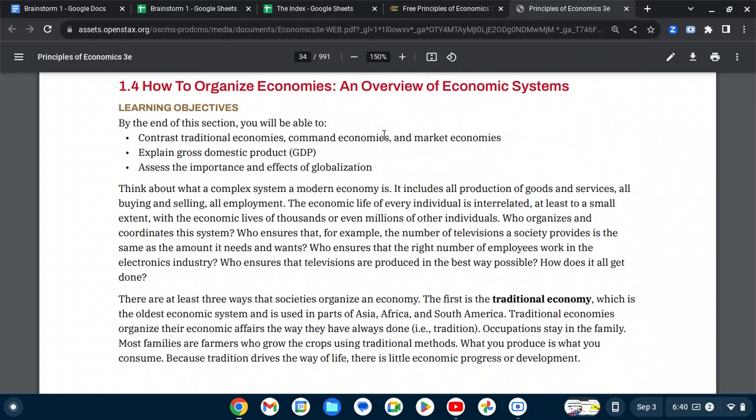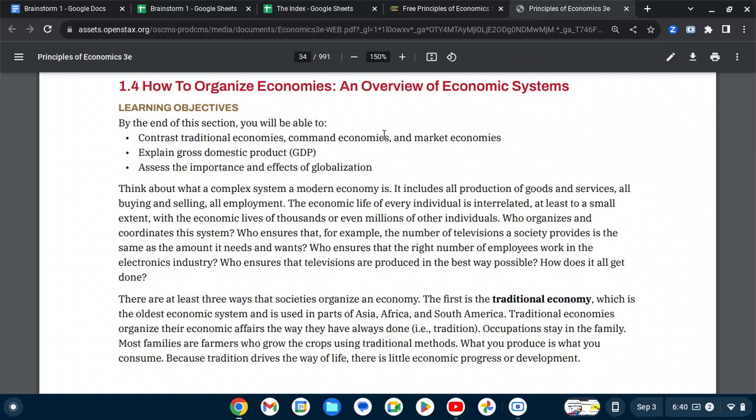Who organizes and coordinates the system? Who ensures that, for example, the number of televisions a society provides is the same as the amount it needs and wants? Who ensures that the right number of employees work in the electronics industry? Who ensures that televisions are produced in the best possible way? How does it all get done? There are at least 3 ways that societies organize an economy.